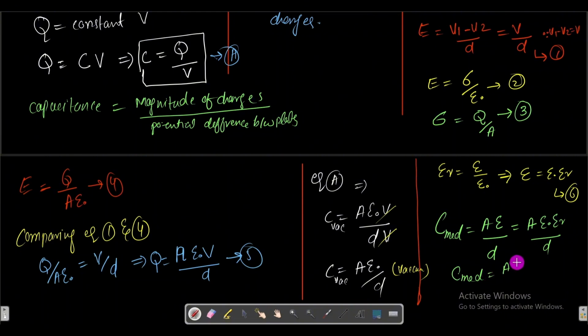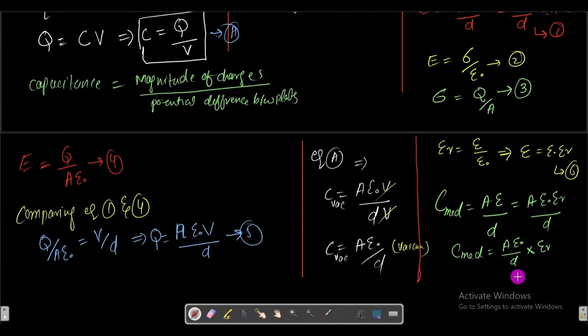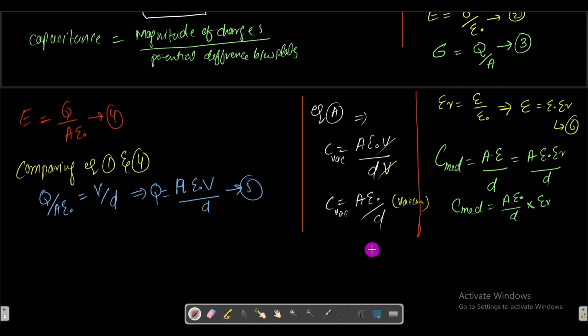A epsilon naught divided by D multiplied by epsilon r. Now A epsilon naught divided by D is actually the equation for vacuum, so instead of A epsilon naught divided by D, I can write C vacuum. So C of medium becomes C vacuum multiplied by the relative permittivity. This is the capacitance of the capacitor for the medium.